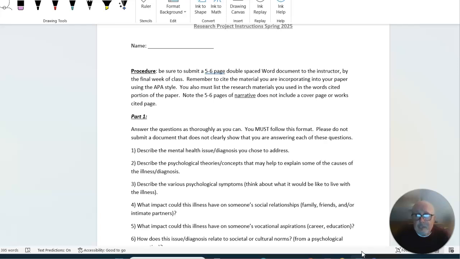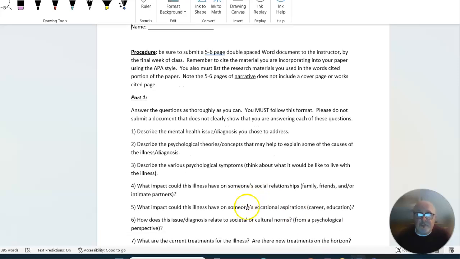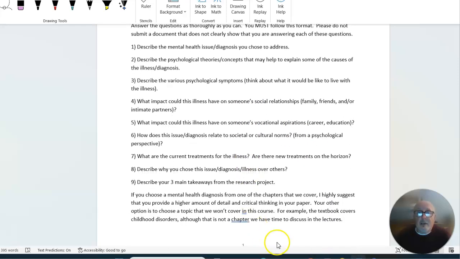I want you to also tell me what impact the illness might have on someone's ability to sustain relationships with loved ones, with friends, with intimate partners. How might the diagnosis make it more difficult? Also, how might the diagnosis of the illness make it more difficult for someone to pursue their career, their educational goals, etc.?